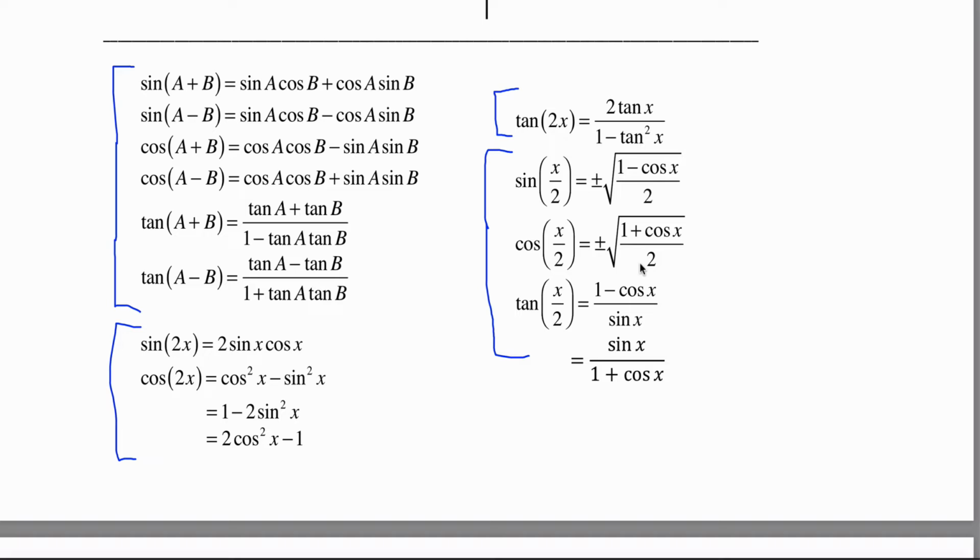There's a couple of these formulas where you have a choice. Like over here, my cosine double angle formula, I have 3 choices. My tangent half angle formula, I have 2 choices. Whenever you have choices, it makes no difference. Use whichever one you want. You'll get the exact same answer either way. It doesn't matter at all.